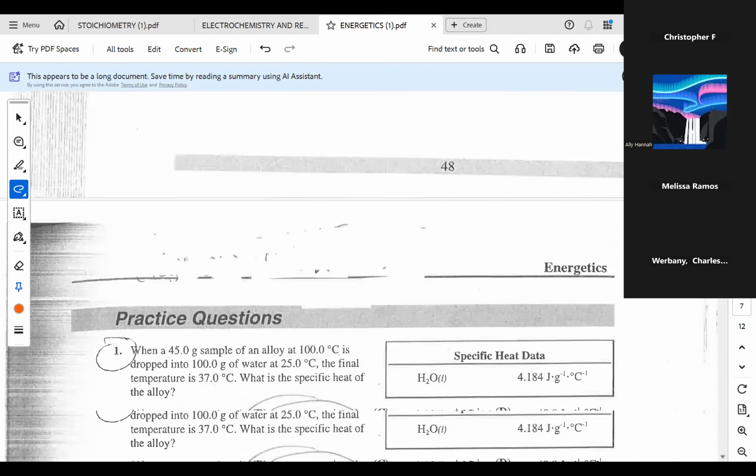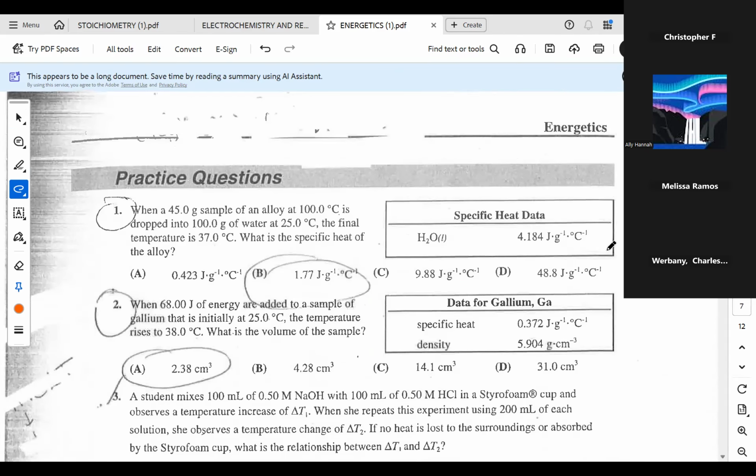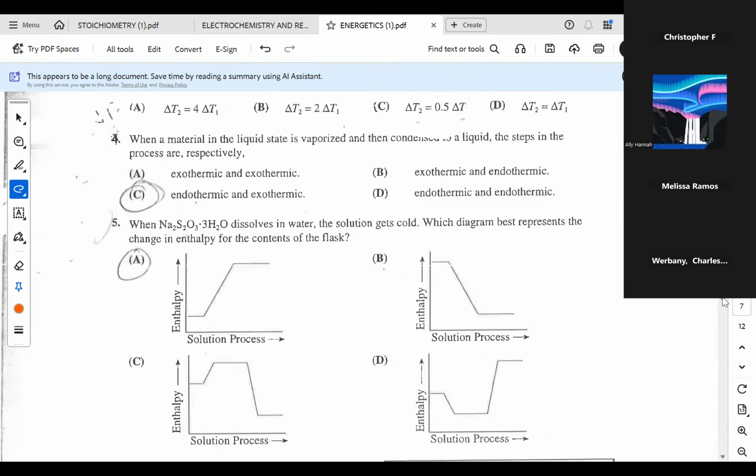All right, let's look for stuff that we have seen here before. How about some calorimetry stuff here? Okay, I'm looking for stuff that I know we've covered. Solution process. Let's see here.